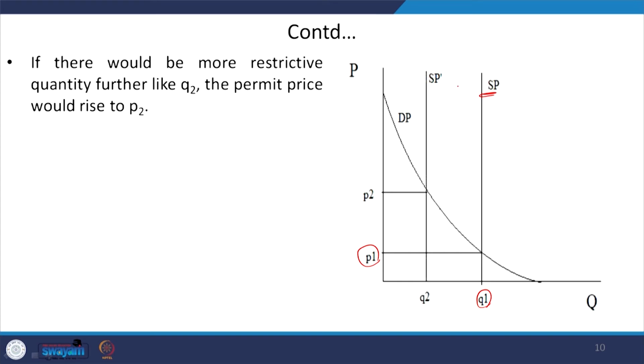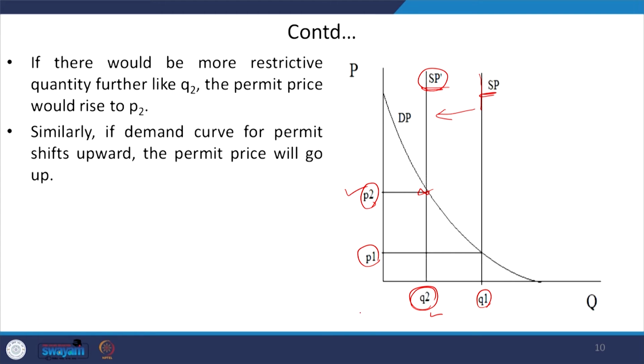So if the government takes a more restrictive permit, reducing from the original state of permit SP, then the equilibrium quantity will be determined by the intersection point of this supply curve, this is SP dash, with the demand curve of the pollution permit. So at this point we find Q2, this is the quantity, and the price against this Q2 would be P2. So the permit price would be P2 and the permitted quantity would be Q2.